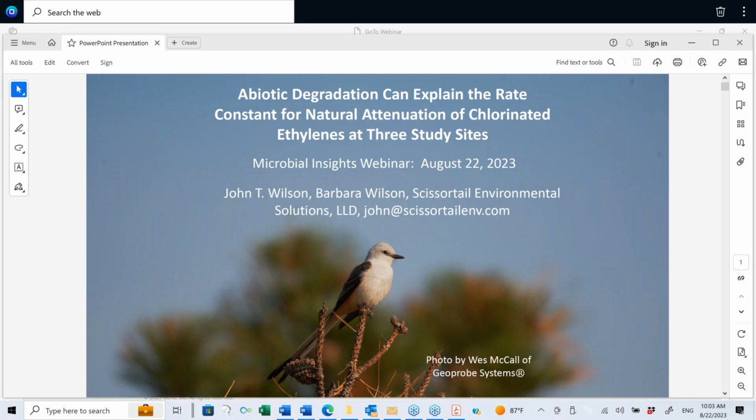He is in a role right now as principal scientist at Scissortail Environmental Solutions, but he had a 35-year tenure as a research microbiologist at the US EPA. And during this time, he produced numerous publications and, as we all know, made incredible contributions to our field. And so I personally consider him to be one of the leading authorities and a great mentor for me. His research for the EPA was primarily on the natural attenuation of BTEX compounds, fuel additives, and chlorinated solvents, as well as in situ bioremediation of these compounds.